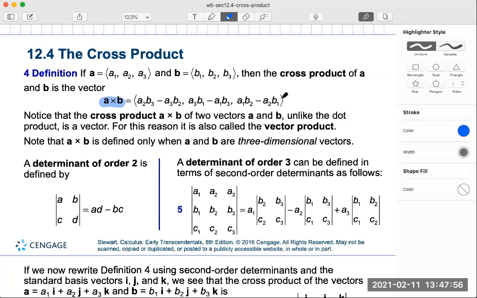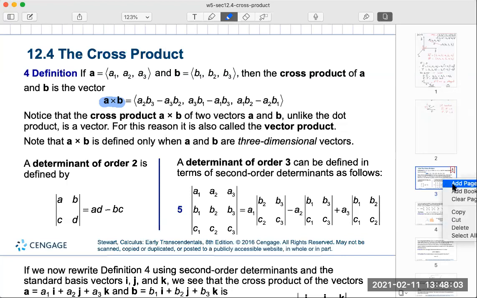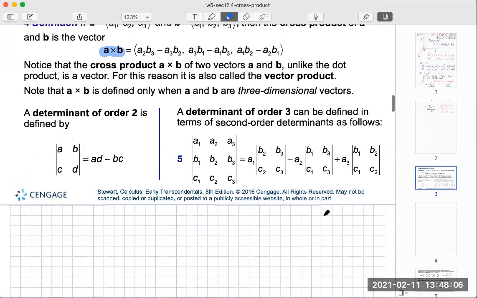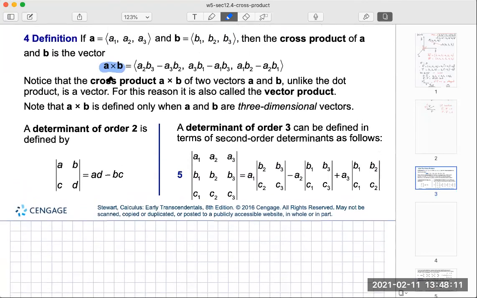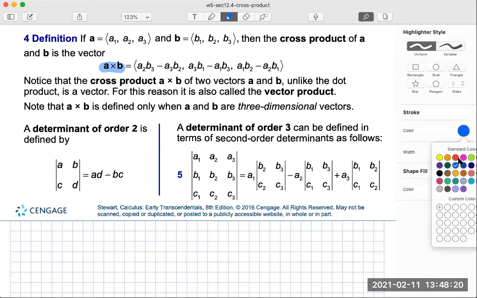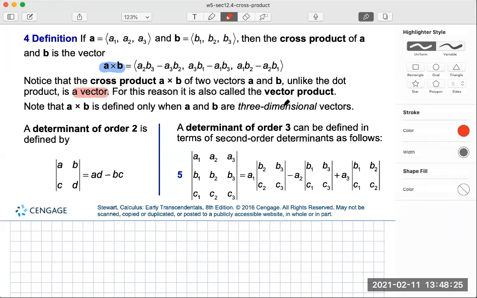Looks complicated. It's hard to memorize. But don't worry, we'll have some trick to memorize it. Okay? So note the cross product of A and B here will be a vector. It's very important. Therefore, sometimes we call it the vector product. Okay?